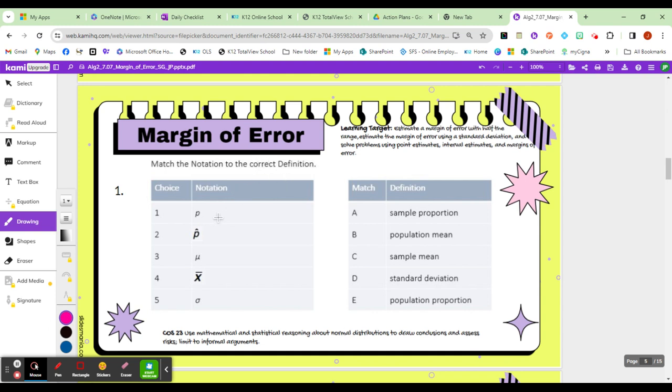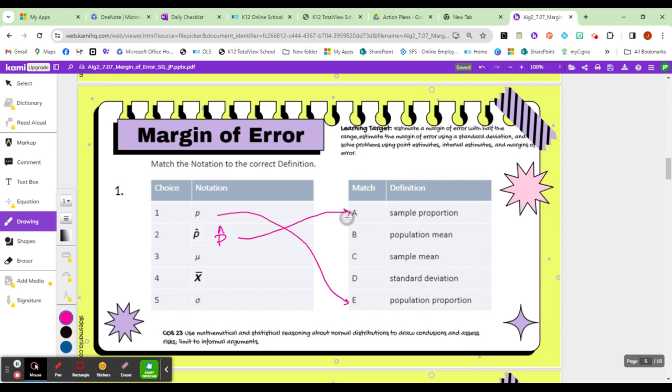The little letter p without a hat, and the second one is the letter P with an upside down V on the top. We call that a hat in statistics. So number 1 is just the p. Number 2 is a p with a little upside down V, or a hat, on the top. The little p stands for population proportion. The p with a hat on it stands for sample proportion.